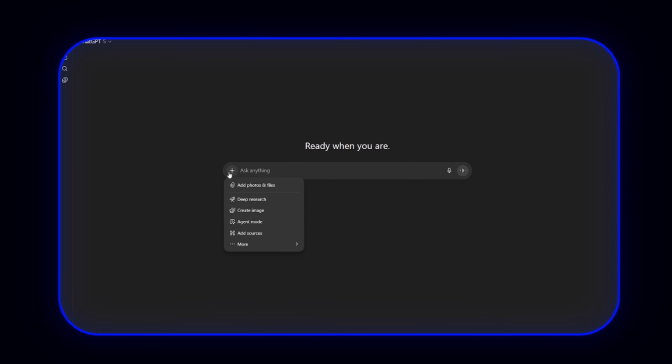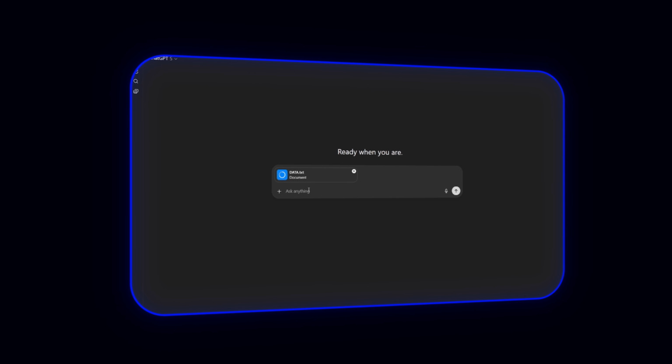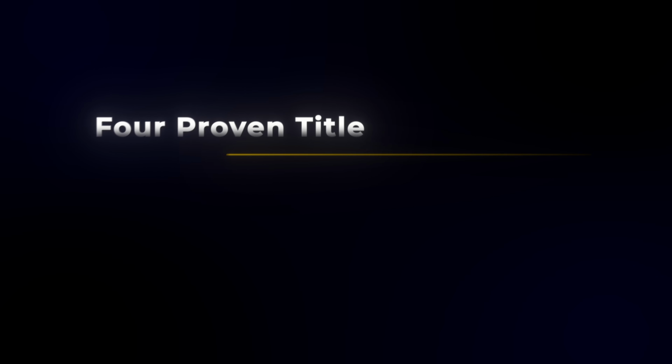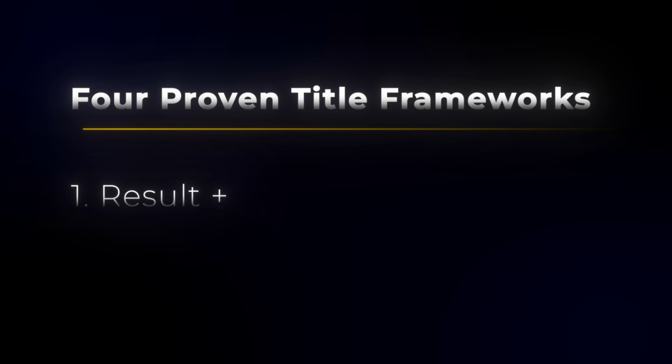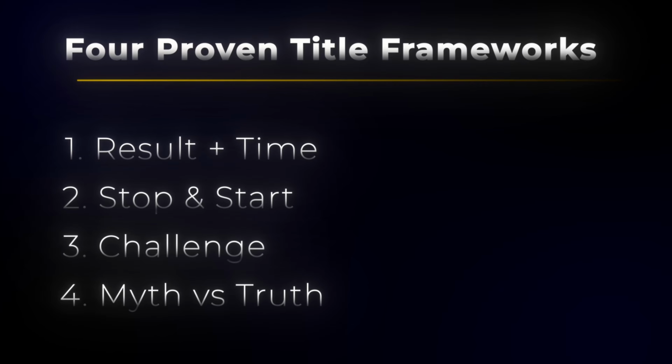Next, let's create titles. Open ChatGPT, upload your text file along with the title prompt, then paste the prompt, which includes instructions with 4 proven title frameworks. First, result plus time. Second, stop and start. Third, challenge. Lastly, myth and truth.